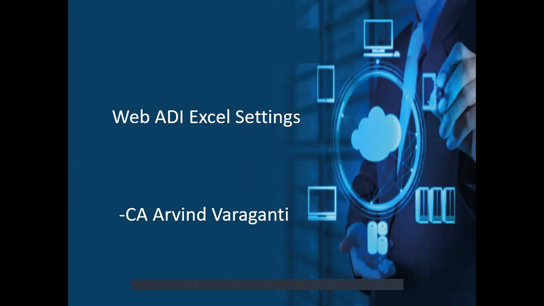In today's video, I'll be talking about Web ADI Excel settings. So as you know, we have Web ADI functionality in GL, fixed assets, project accounting, and a couple of other modules. In order for a Web ADI to be downloaded from Oracle and uploaded successfully, you need to ensure that a couple of Excel settings are set in a particular way.